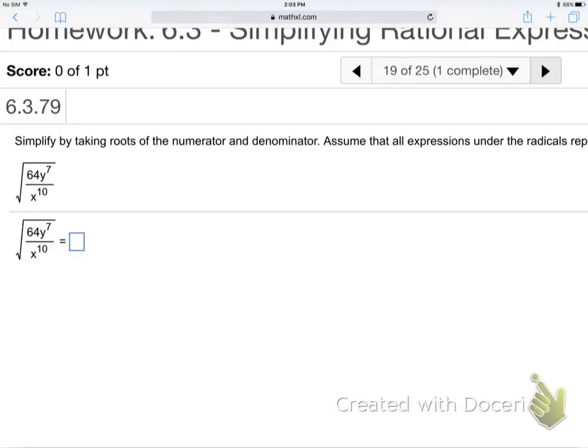All right, so we have the square root, 64y to the 7th, over x to the 10th. What's in the hook? 2. All right, I'll give you a second, see what you can do with that one.